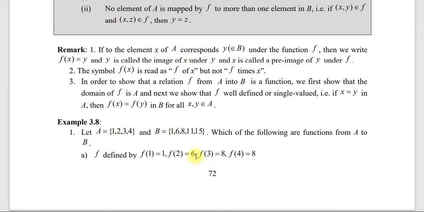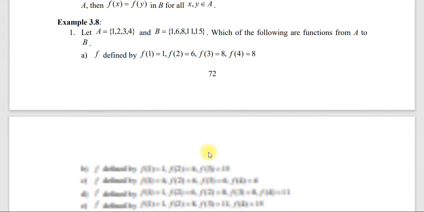f is defined by f of 1 equals 1, f of 2 equals 6, f of 3 equals 8, f of 4 equals 8. That means substituting 1 in f of 1 gives 1, 2 gives 6, 3 gives 8, 4 gives 8. So we check which one is repeated.